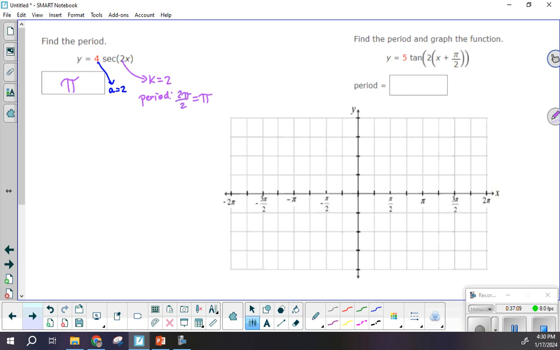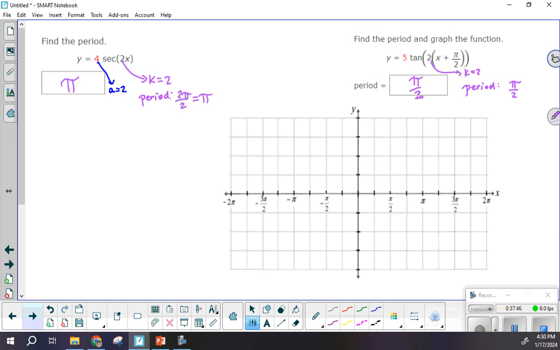Find the period and graph the function. Again, here's my k. So remember, on the tangent function, the typical period is pi. So this is going to be pi over 2. Okay? Period is pi over 2. Typical period for tangent is pi. So we take pi divided by k. Okay, now if we graph this, again, not real worried about amplitude, because on tangent and cotangent, you can't really tell it. So it doesn't really matter.